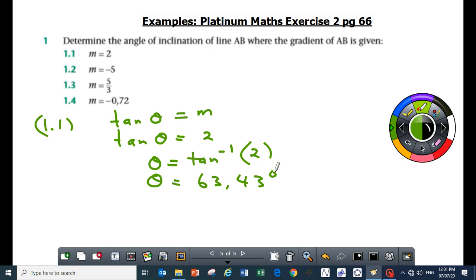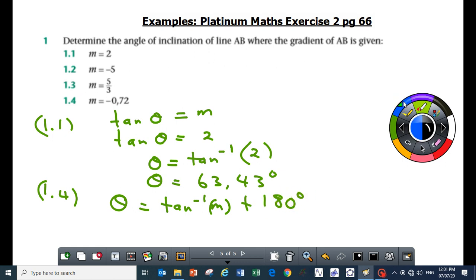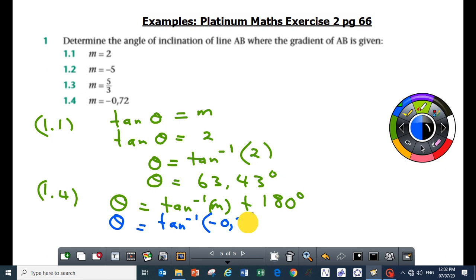Okay. So it's not difficult, it's very easy. All you just need to know is: is your gradient positive or is it negative? If it's positive, then you use tan theta equal to m. Okay. Then the second example, that's 1.4. Now in 1.4, the gradient is negative. Since it's negative, we say theta equal to shift tan of m plus 180 degrees. Okay? Our gradient is negative, so that's minus 0.72 plus 180 degrees. So theta is going to be equal to, I'll use the calculator.